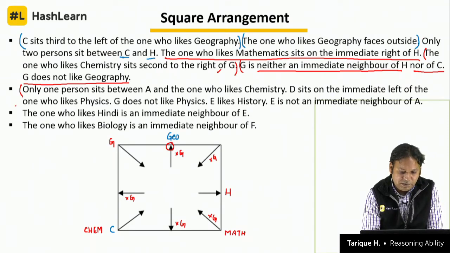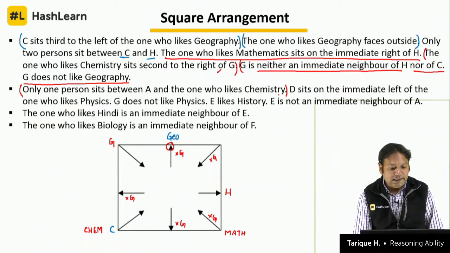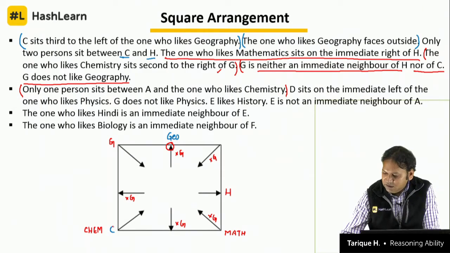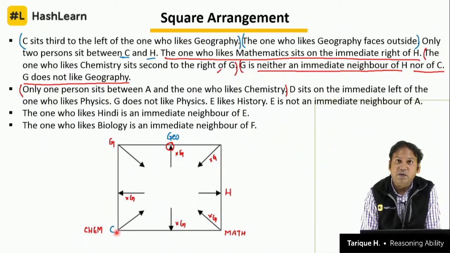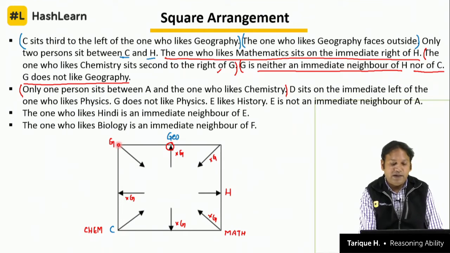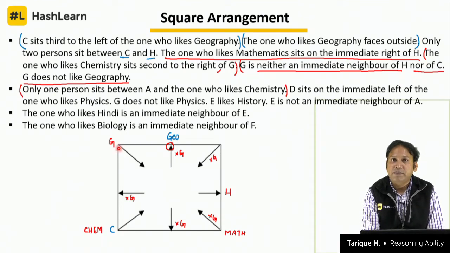Only one person sits between A and the one who likes chemistry. The one who likes chemistry is C. So that means where can A come? You see, if this is the one who likes chemistry, C, then A can come in this position because there is one person between A and the one who likes chemistry, but this is not possible because we already know that G is there. Okay, that means the other possibility is going this side.